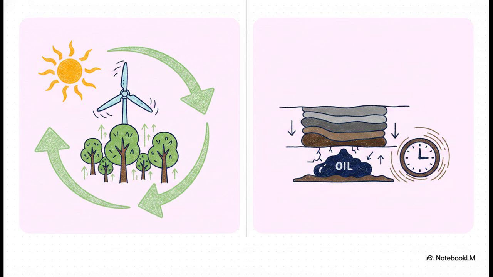Stuff like sunlight and wind, they renew instantly every single day. Even forest trees can be replanted and grown in a few decades. But crude oil, it takes millions of years to form under extreme heat and pressure. It is the literal definition of non-renewable. So C is the correct answer.